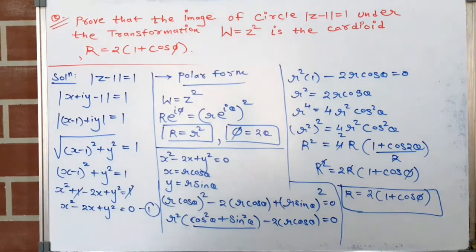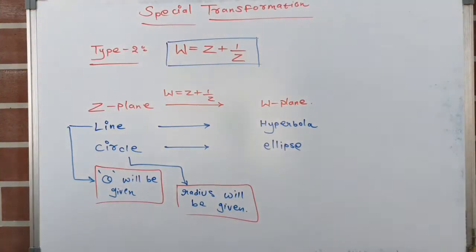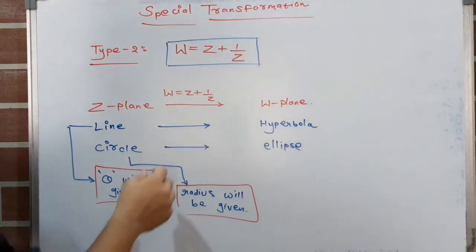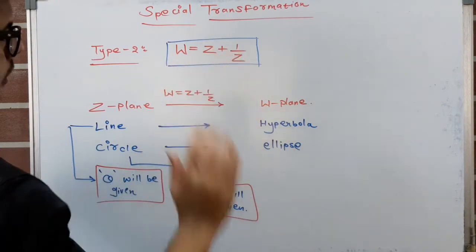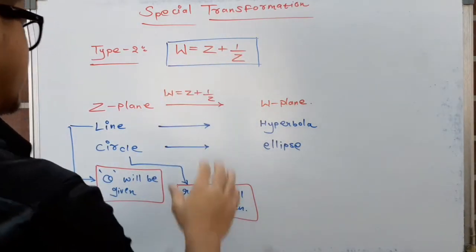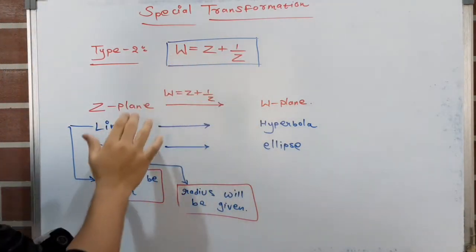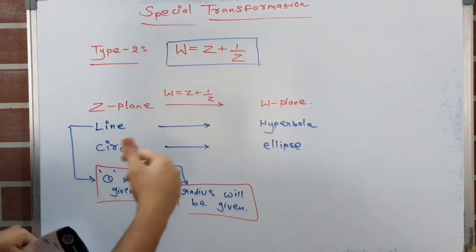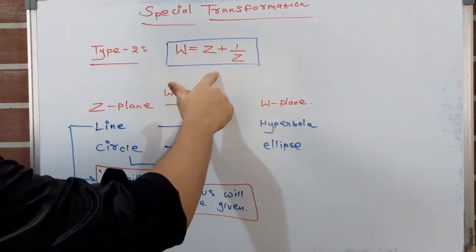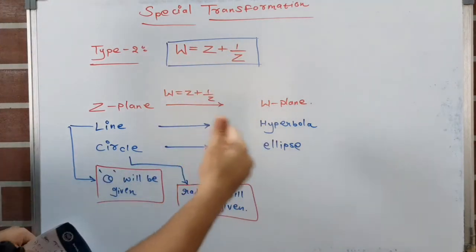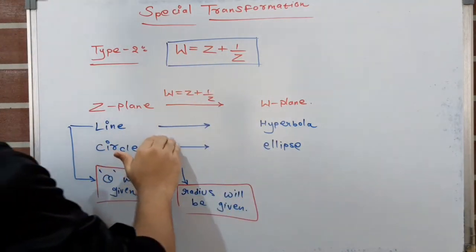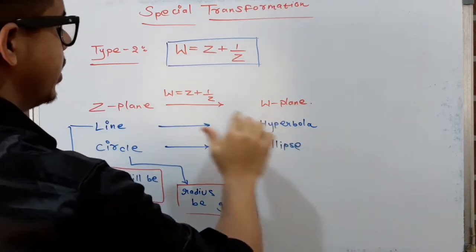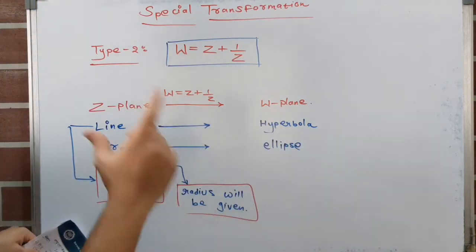So the second type of special transformation is W is equals to Z plus 1 upon Z transformation. Okay. So if in this transformation in the Z plane the line is given, that means theta will be given. Whenever the theta is given in the equation of W is equals to Z plus 1 upon Z transformation, that means the line is given. So this line can be transformed into the hyperbola using W is equals to Z plus 1 upon Z transformation.